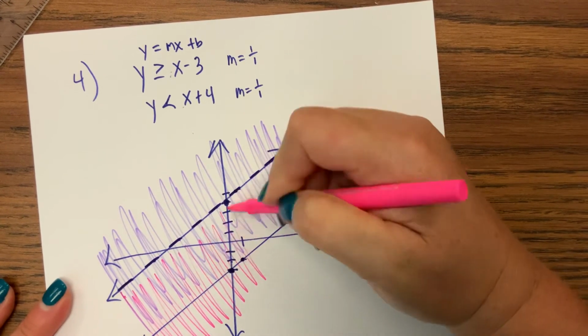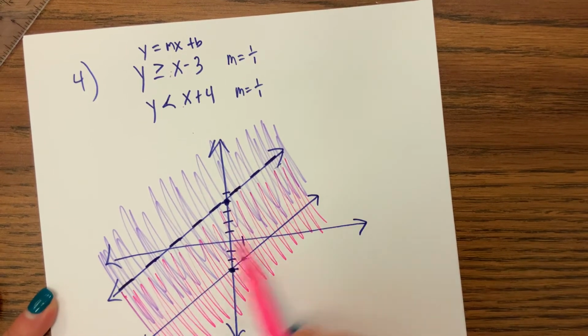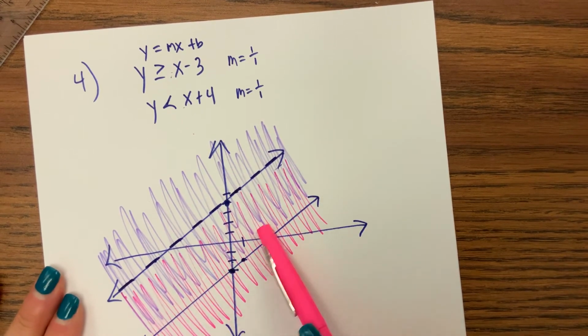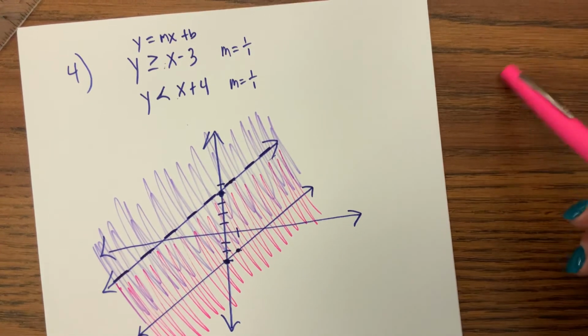Well, then you can see what they share. They share this parallel strip. That's the solution, is any ordered pair in that strip or on that line. So now you've got it graphed.